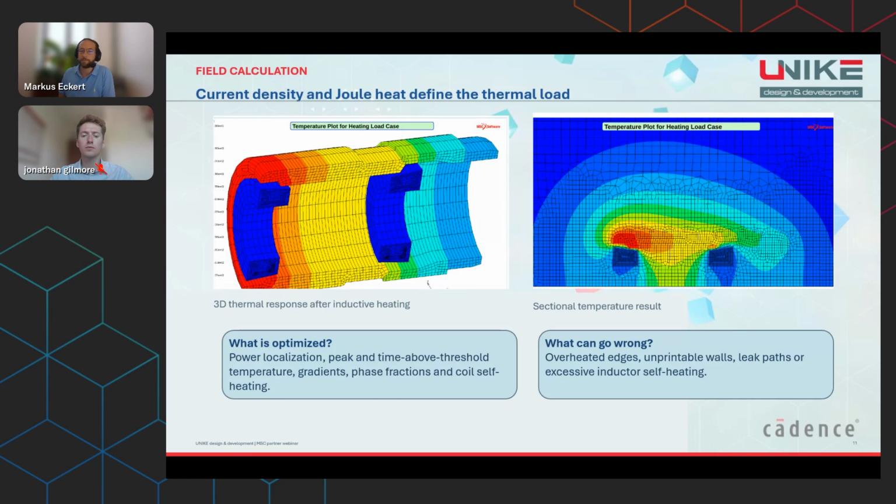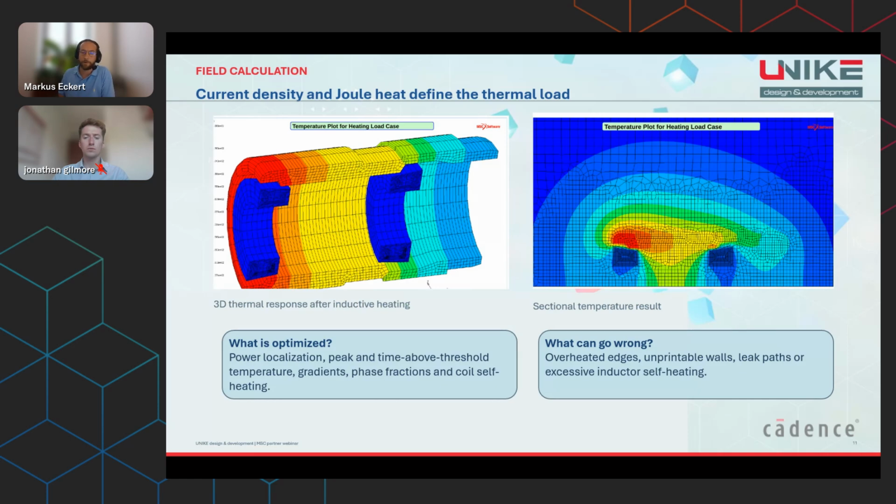For optimization, this means that we are not optimizing the magnetic field image for its own sake. We use current density and Joule heat to evaluate downstream responses: peak temperature, time above a threshold, temperature gradients, phase fractions, hardening depth, and self-heating of the coil.